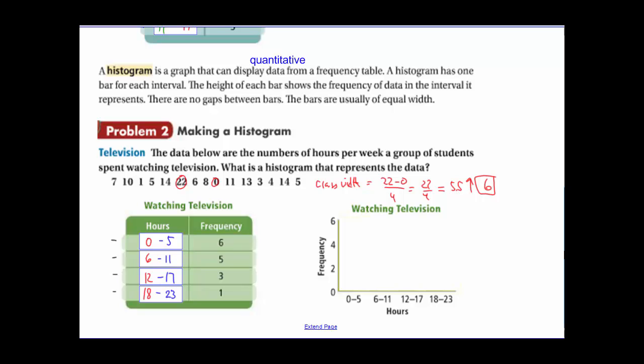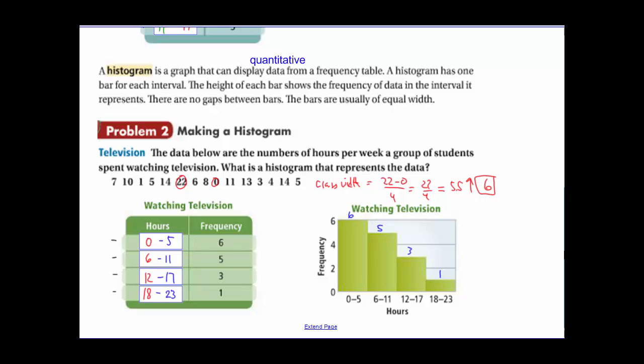And then we draw our bars up to the height that it represents. So for instance, from 0 to 5, there were 6. And then we can put a 6 on top of the bar, or you could put it inside the bar. From 6 to 11, we went up to 5. From 12 to 17, it was 3. And from 18 to 23, there was 1. And that is a histogram that represents watching television.